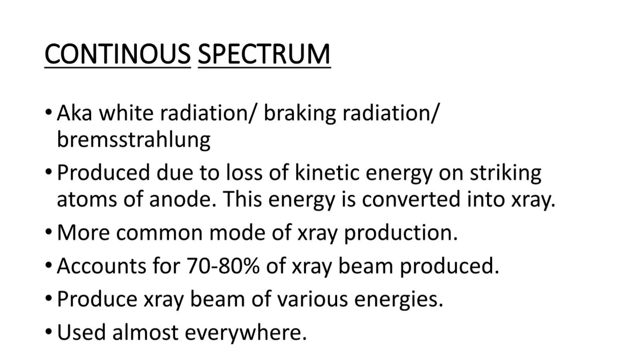It is produced due to loss of kinetic energy of electron on striking anode. As different electrons travel at different velocities, loss of kinetic energy is variable. This ultimately results in production of X-ray beams of different energy.